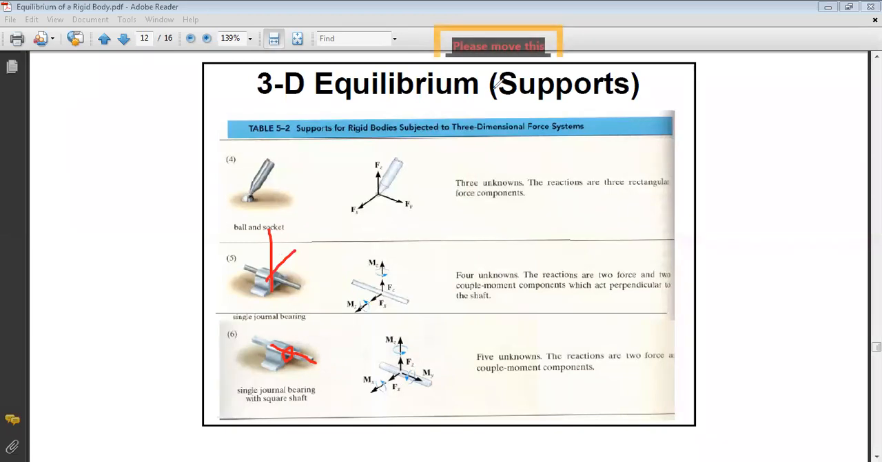Now, let us continue with the types of reaction in 3D.